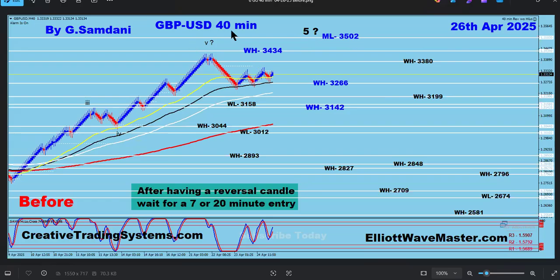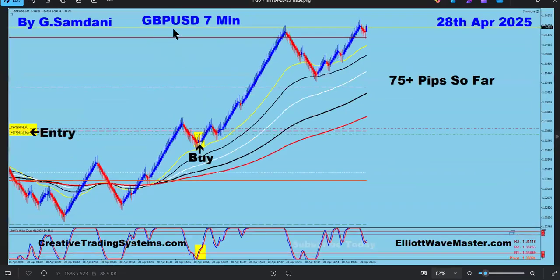Because of this chart, I ended up having a trade like this. On the Pound USD 7-minute chart, it started to go up and then gave me the entry, and boom, 75 pips. In this video, I will show you the trades as well as some of the setup charts from the 40 minutes, so that you know why I took the trade.